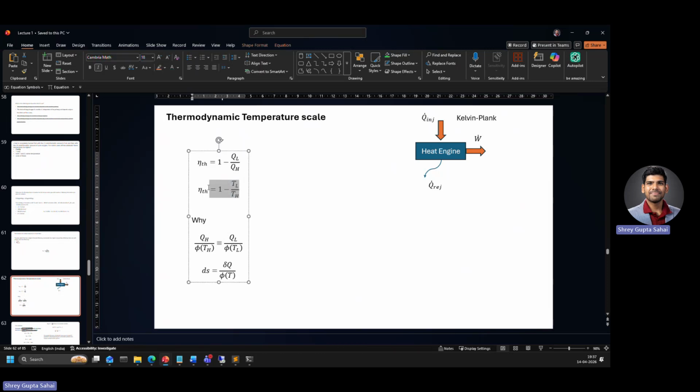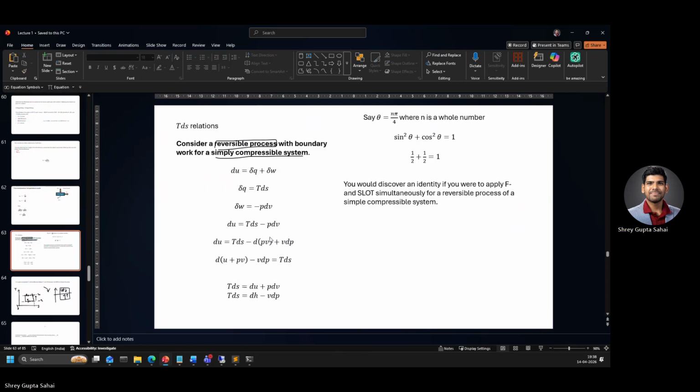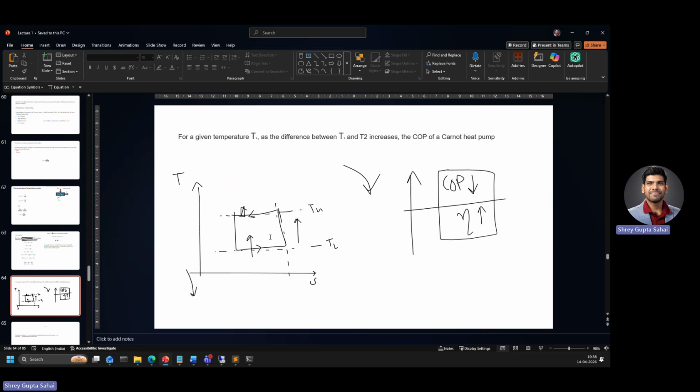Why in hell would heat transfer rates be equal or proportional to the temperature ratios? It's by construction. We have constructed temperatures to be of that sort, so we are creating a scale that scales with the heat transfers. And then I told you about TdS relations and how they are an identity, not for specific processes.